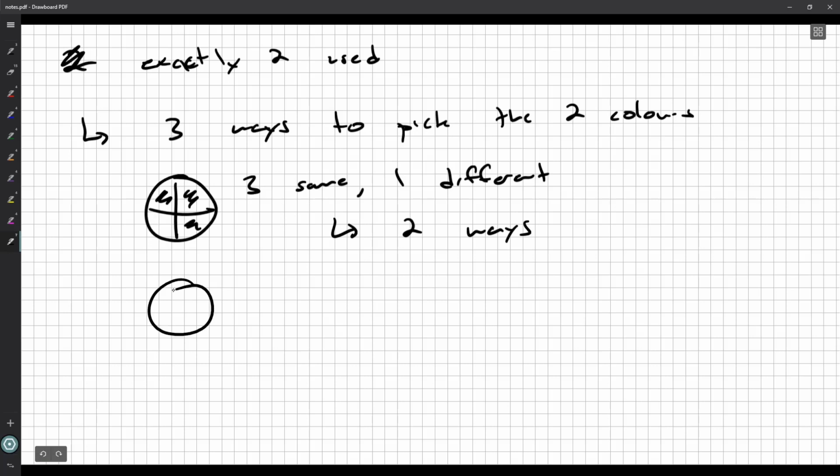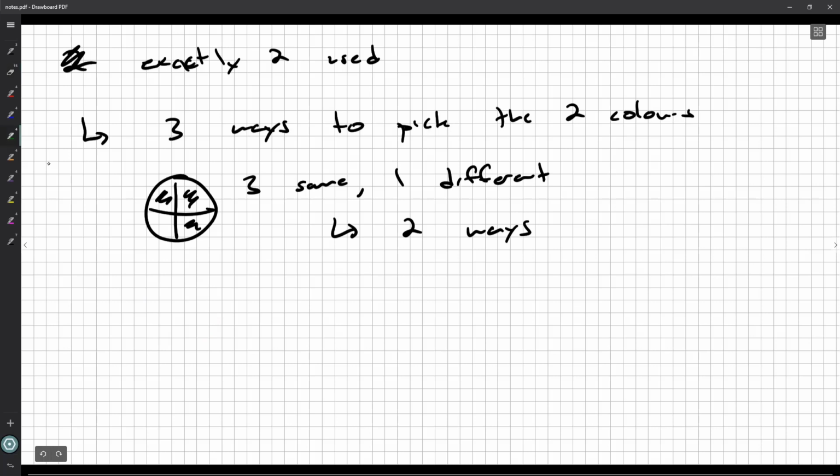Now you might say, well, hold on, what if he does something like this? Aren't those different? No, that's where the circle comes in. That's what we've learned in sort of a rotational symmetry sort of thing. These are the same ways of coloring the circle, because the circle doesn't really have a top or a bottom or anything like that. So there's only 2 ways for him to do that.